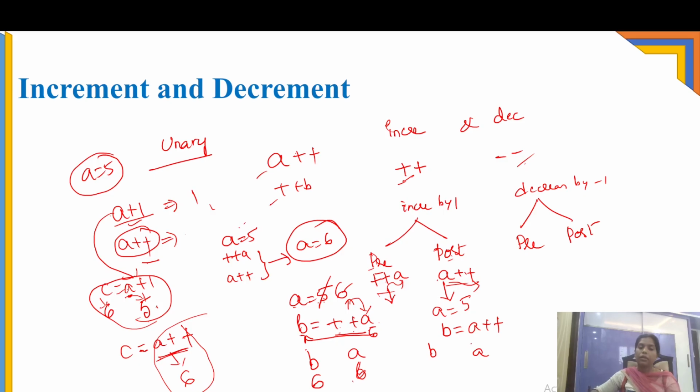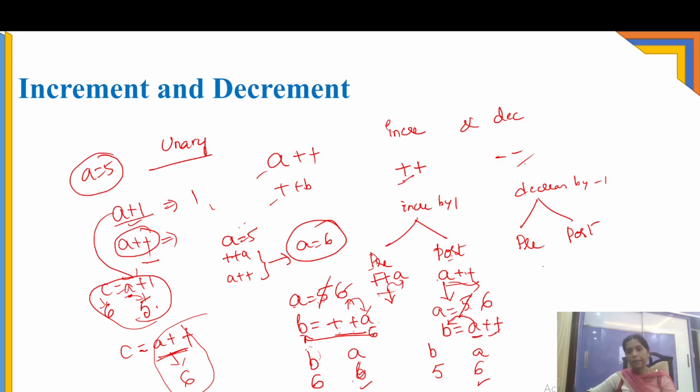Okay, understood? So come to this case, post-increment: first assign, then increment. A's value will be assigned. What is the A value? 5. And then increment, so A's value will be 6. See, in both the cases A will be the incremented value itself, but the assigned value, either it is pre or post, you should know. Pre means first increase then assign. The increased value will be assigned. In post, first assign then increase. The initial value will be assigned, then it will be increased.